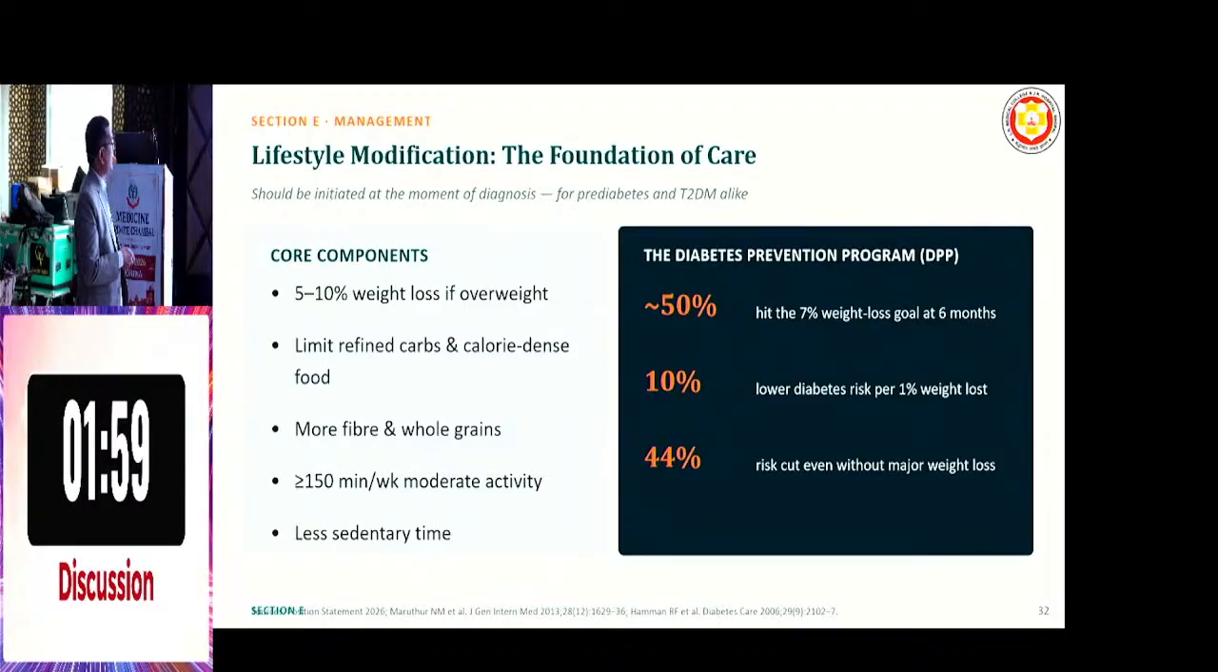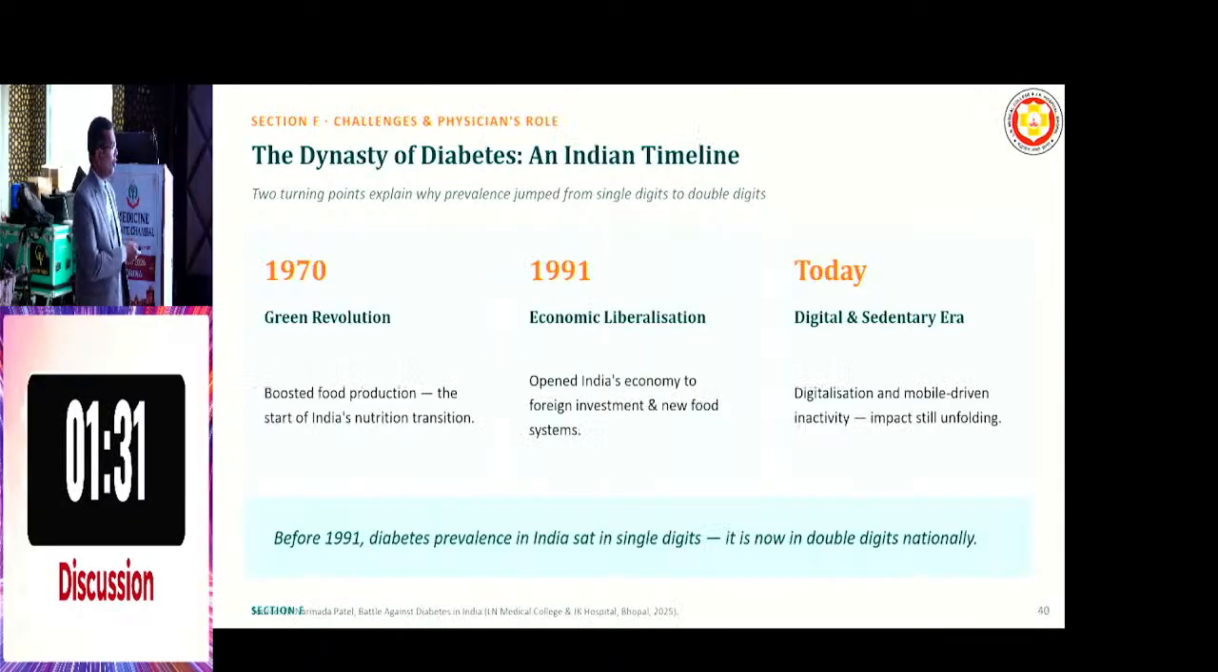It is fast. Lifestyle modification is the foundation of care. जहां पे हम लोग लार्ज चंक ऑफ पॉपुलेशन में मैसेज को परकोलेट करने में फेलियर रहे हैं कि 5 to 10% of weight loss needs to be targeted. You need to define and limit the carbs, which are refined carbohydrates, and calorie dense food has to be restricted. More fiber and whole grain need to be involved, and more physical activity needs to be promoted. And we already discussed that the green revolution, economic liberalization, and today's digital era is actually fueling this epidemic.